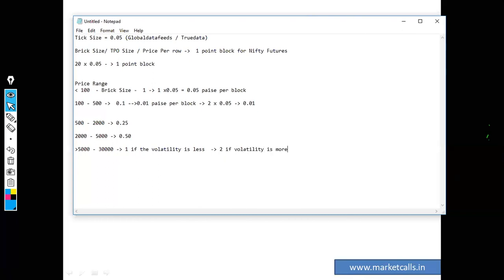Something like, if the day range itself is 200 points or 300 points in a day, then I'll be moving to 2 blocks. At each and every price level, I'll be putting a 2 point block size instead of 1. So my equivalent software settings will be, I'll be putting 20 over here. That 20 will be multiplied by 0.05 and becomes 1 point TPO or 1 point block. When it comes to 2, I'll be using 40. That will be multiplied by 0.05. And if the volatility is more, I prefer using a software setting of 40 over here.